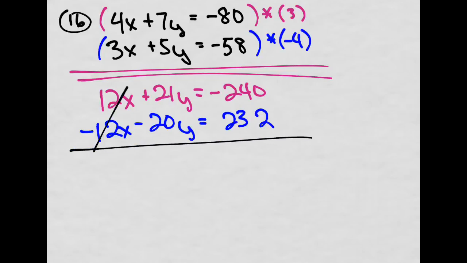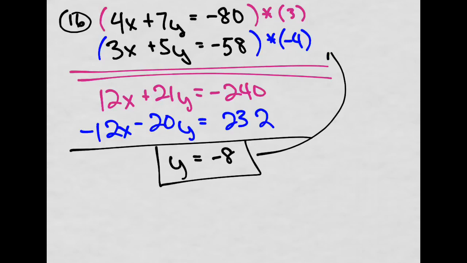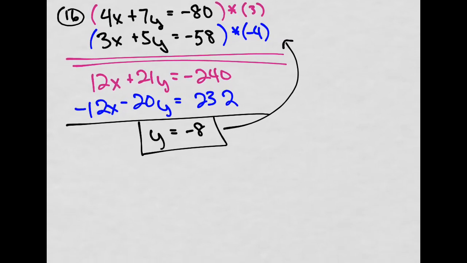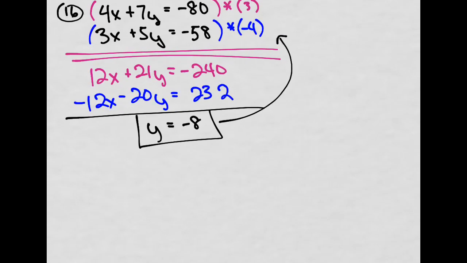Plus 12 minus 12, those go away, which leaves us with 1y, which equals, am I looking at this right, negative 8? All right, so now that we know that y equals negative 8, neither one of these equations seems like it's going to be any easier than the other one. So let's just pick one. 3x plus 5 times negative 8 equals negative 58.